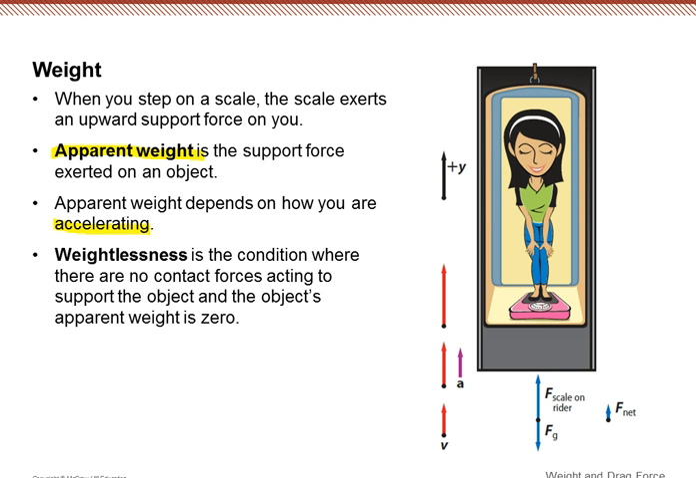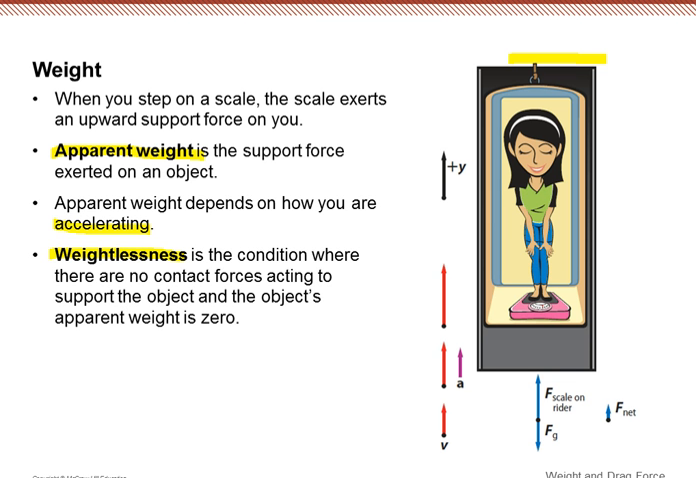And a special type of condition in apparent weight is what we call weightlessness. And that's a condition where there's no contact force acting on the support of the object. So that's like if we cut this cable and all of a sudden the elevator starts to fall. Well, the elevator's falling, the person in the elevator is falling, so you feel weightless. The reading on the scale will be 0.